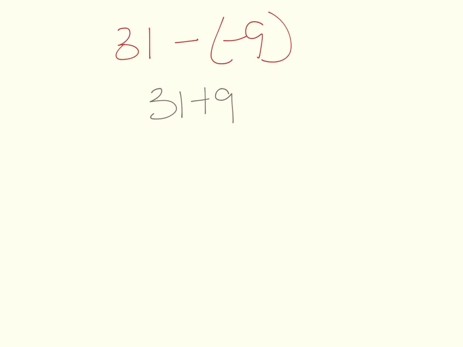Let's now turn our focus to subtraction. The first problem we want to work with is 31 minus -9. If we remember the lessons we've covered before, subtracting a negative number is the same as adding its opposite. So 31 minus -9 would be the same as 31 plus 9. And of course 31 plus 9, we get an answer of 40.